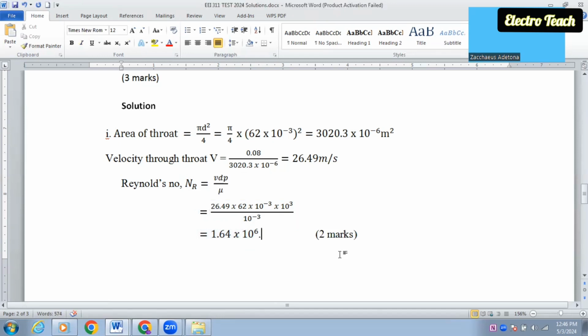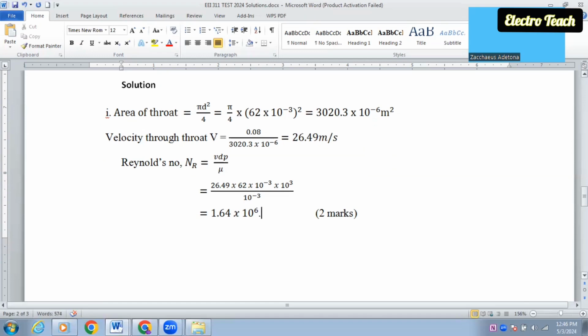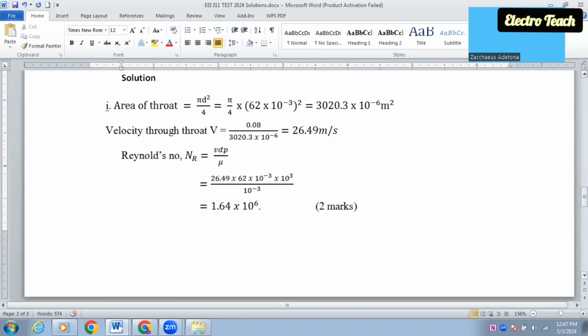That's the Reynolds number. We could see that the Reynolds number is a little bit higher than 10 to the power 5. The Reynolds number is greater than 100,000, so we can assume that the flow is a turbulent flow.